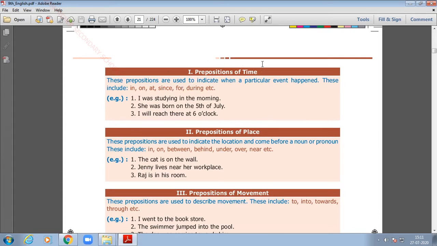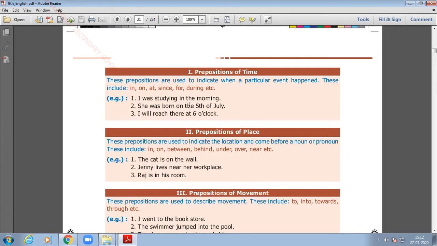Now, how will you define this? These prepositions are used to indicate when a particular event happened. It denotes the timing here. Preposition of time: I was studying in the morning. When? In the morning. Now I think you will understand. I is the subject that you are talking about. When? In the morning. It refers to the part of the day there. In, referring to the time here.